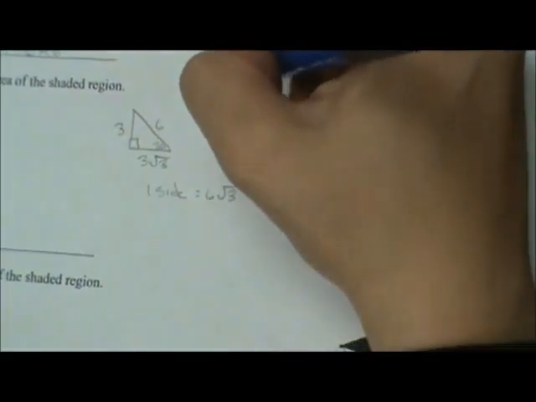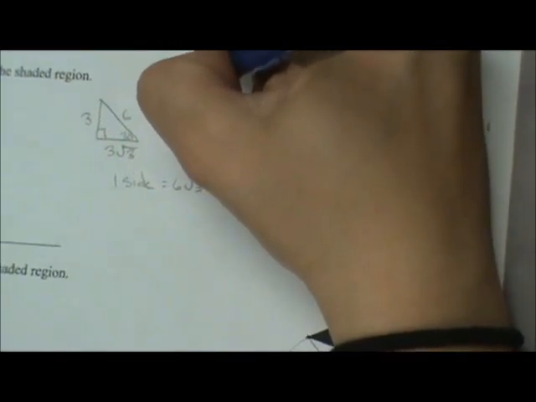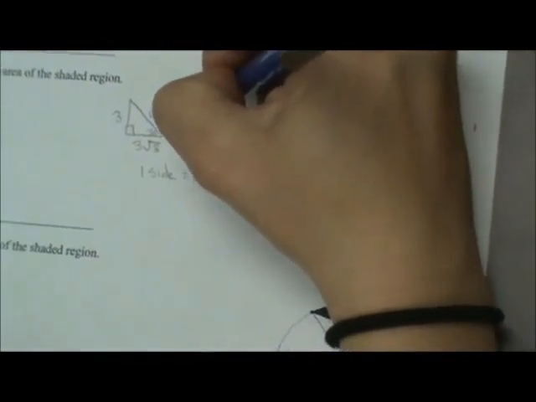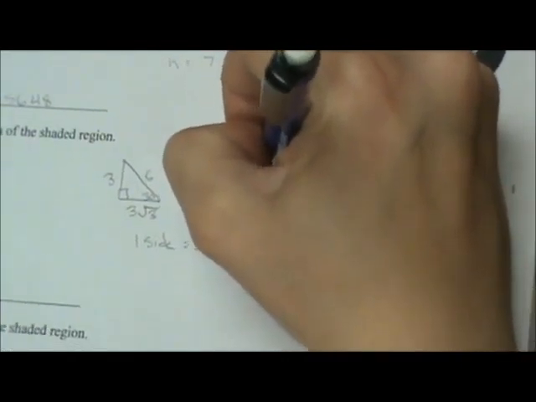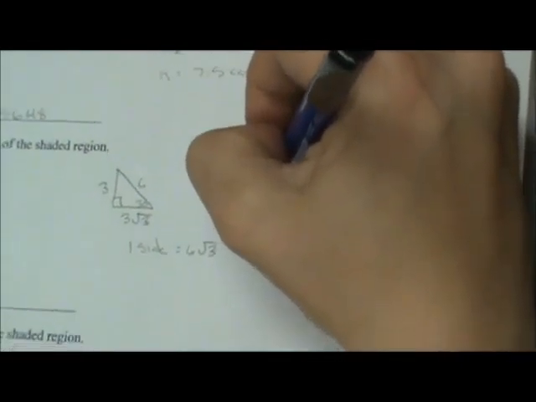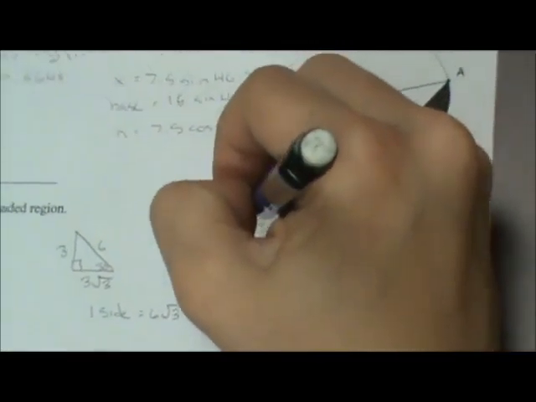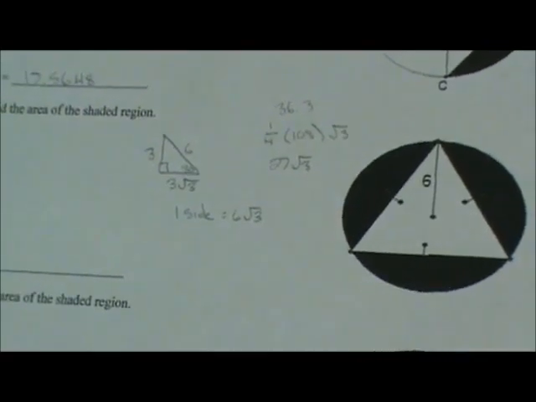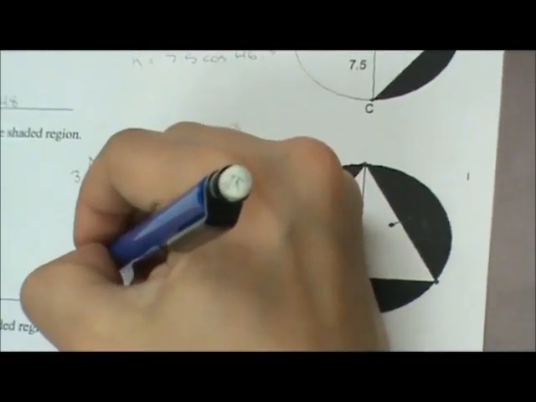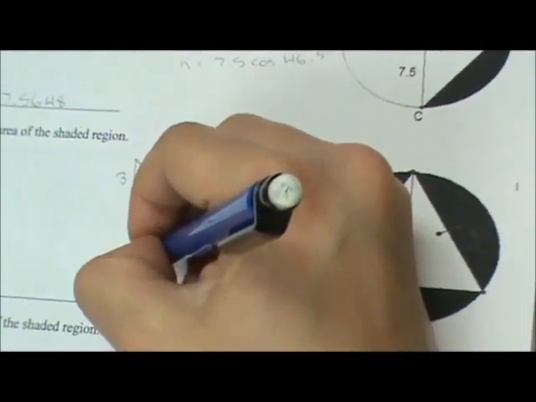It's going to have a side of 6, and we know that 6 is opposite the 90-degree angle, so that's going to be 2x, because you remember that the sides are x, 2x, and x square root of 3. So then x is just going to be 3, and the side that we want is going to be 3 square root of 3. Then the full side is going to be double that, so it's going to be 6 square root of 3.